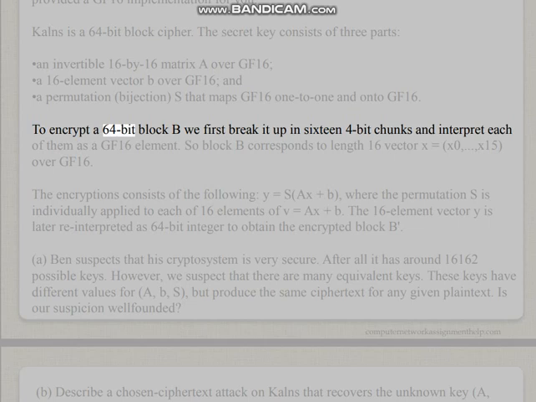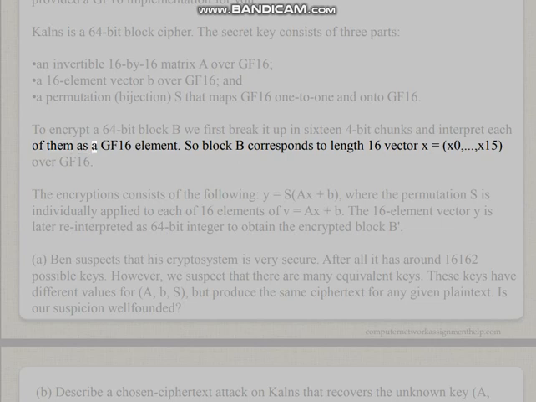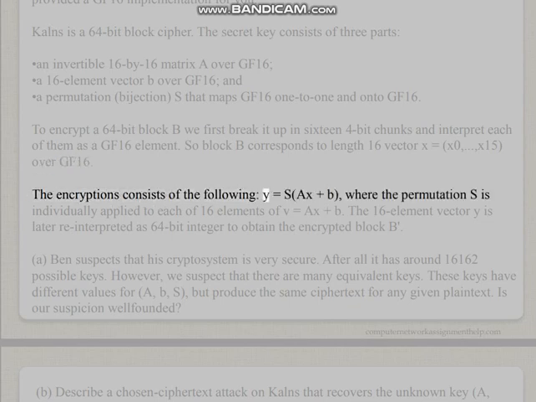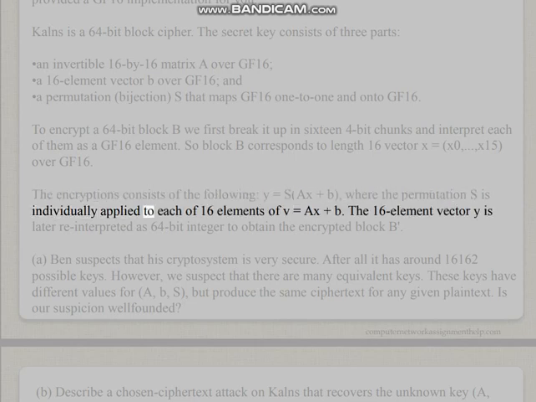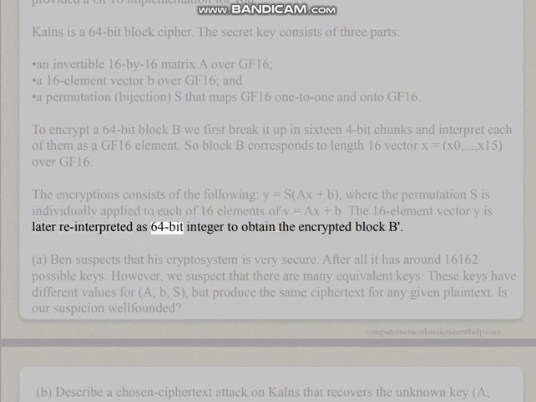To encrypt a 64-bit block, we first break it up in 16 4-bit chunks and interpret each of them as a GF16 element. So the block corresponds to a length 16 vector X = (X0, ..., X15) over GF16. The encryption consists of the following: Y = S(AX + B), where the permutation S is individually applied to each of the 16 elements of V = AX + B. The 16-element vector Y is later reinterpreted as a 64-bit integer to obtain the encrypted block.